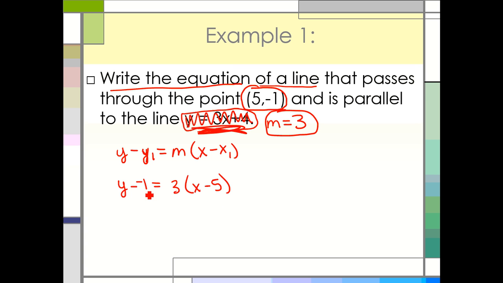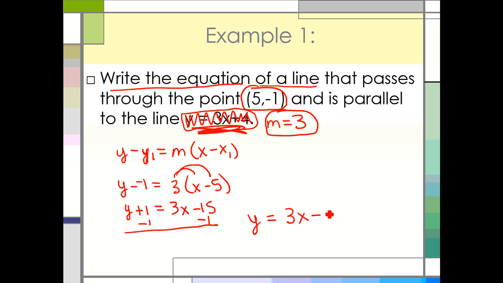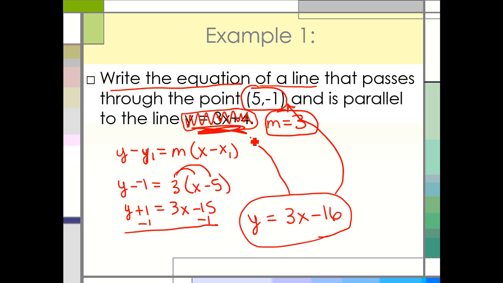Clean this up. y minus negative 1 gives us y + 1. Distribute the 3, and you get 3x - 15. Subtract the 1 from both sides, and we have our slope-intercept form: y = 3x - 16. This is the equation of the line that goes through that coordinate and is parallel to that line. Now, the reason I know they're parallel is because they have the same slope. Same slope tells me same steepness, tells me parallel.